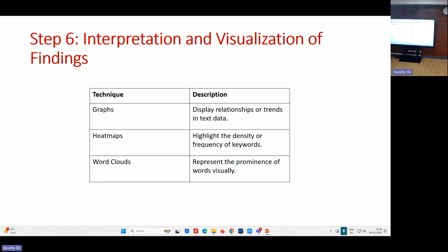For example, you have performed the clustering of words in your text, right? Now if you are visualizing these clusters of words using a word cloud, it would be easier for you to see what the different words are and what the distance between these words is, right? So through a word cloud you can do this.